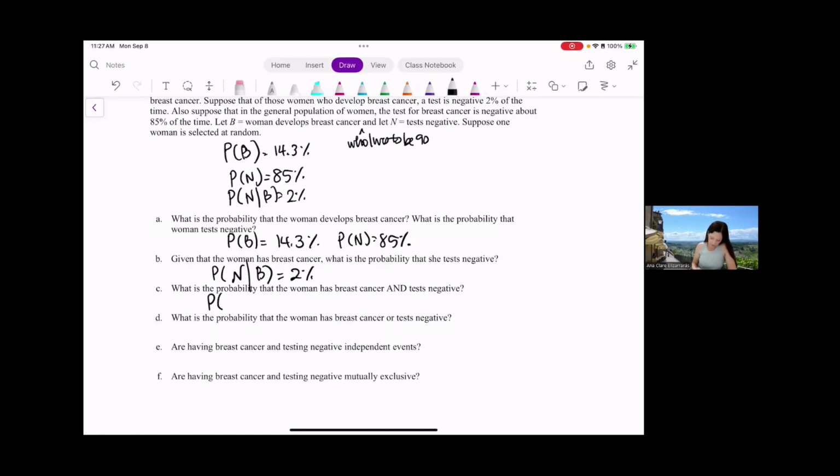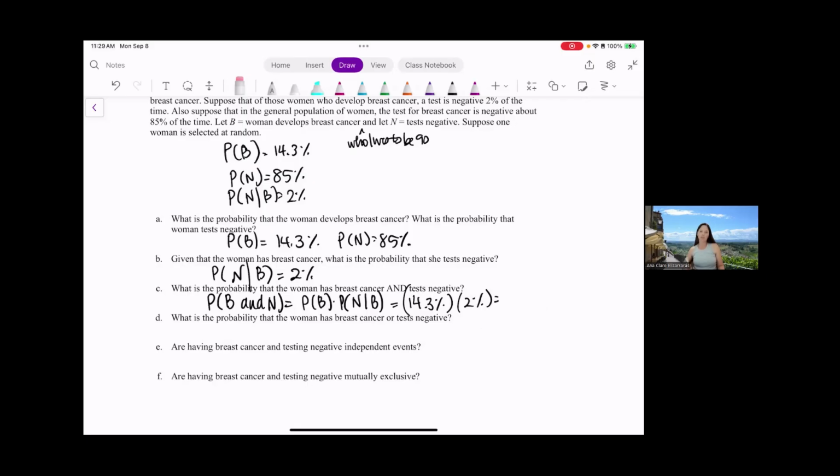Now we get into calculations using this information. What is the probability that a woman has breast cancer and tests negative? That is the general multiplication rule where we multiply the conditional probability. So B and N is equal to the probability of B times the probability of N given B. So the probability that you develop breast cancer, written in percents, times N given B, which is 2%.